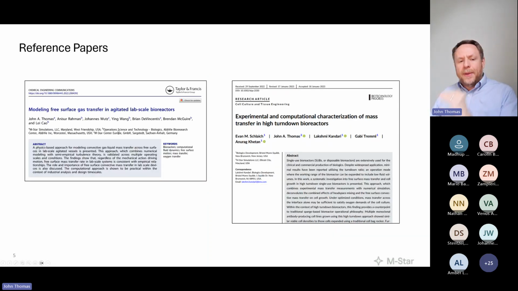Okay, I'm speaking to a couple of papers we published in the past couple of years. One was on free surface transfer in lab scale devices. These are shaker flasks, little wells, tiny bioreactors, etc. This is available in Chemical Engineering Communications. We followed this up with another report in actual bioreactors in a high turn-down environment.